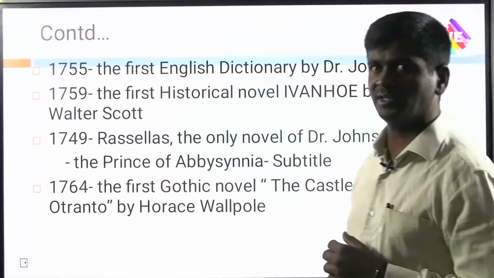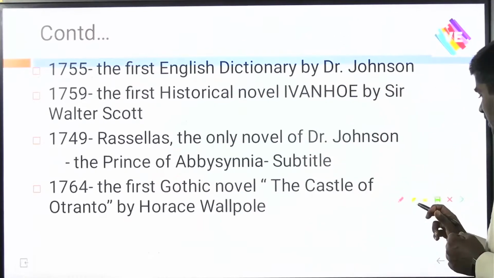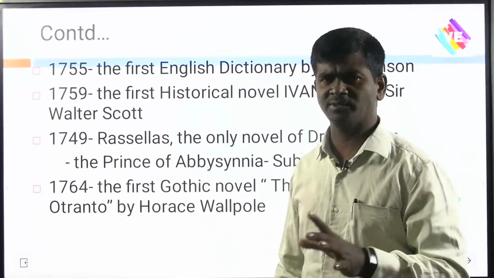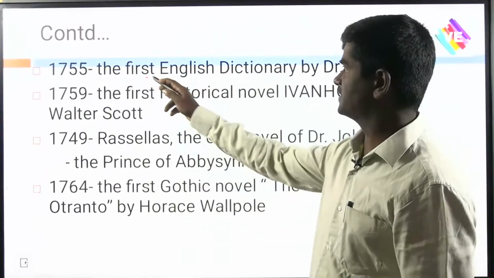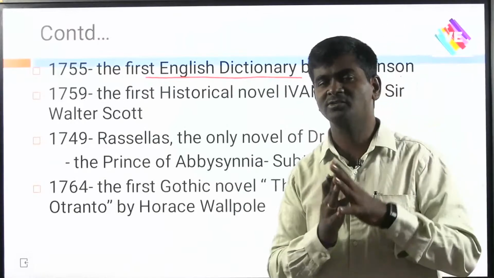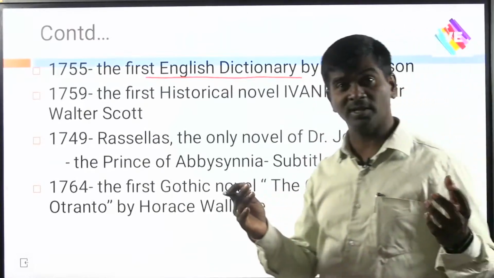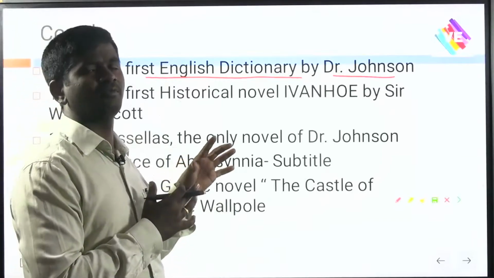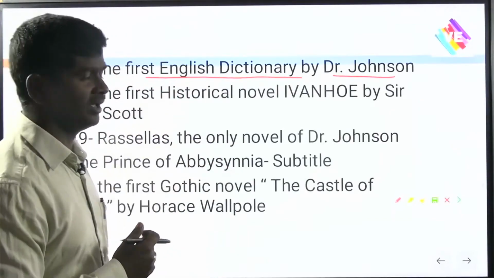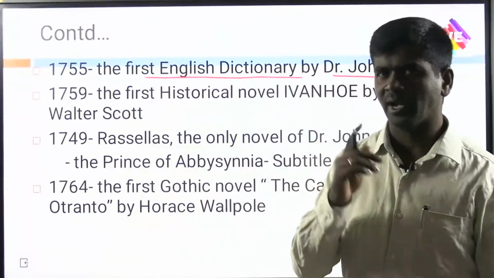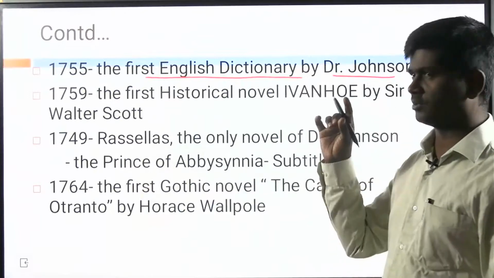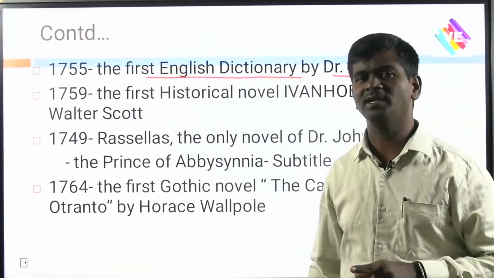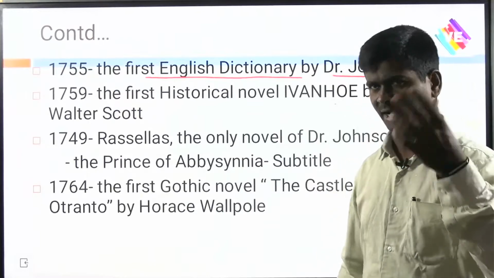Next, friends, you can see 1755, the first English dictionary. This was asked plenty of times in NET, SET, JRF, and DL examinations. 1755 signifies the first English dictionary, the first Oxford English Dictionary, by Dr. Johnson, who was a lexicographer, an essayist, a novelist, a biographer, and the major important writer during this period. As I told you, I am also going to talk about some background information on Dr. Johnson later, where I will elaborate two important things: the Lives of the English Poets, and the first English dictionary. And we'll have a class.